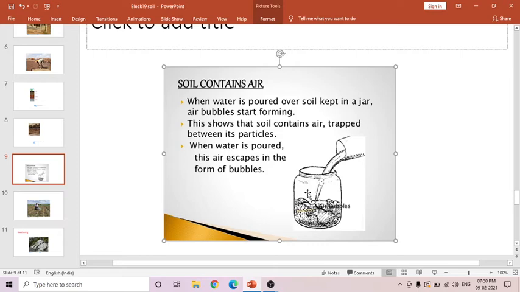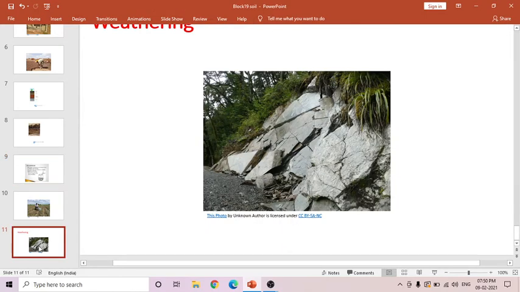Understood, children? And then, okay, you understood about the uses of soil, formation of soil, and what soil contains. Actually, how this soil is formed, from where this soil is coming, that you're going to understand now.